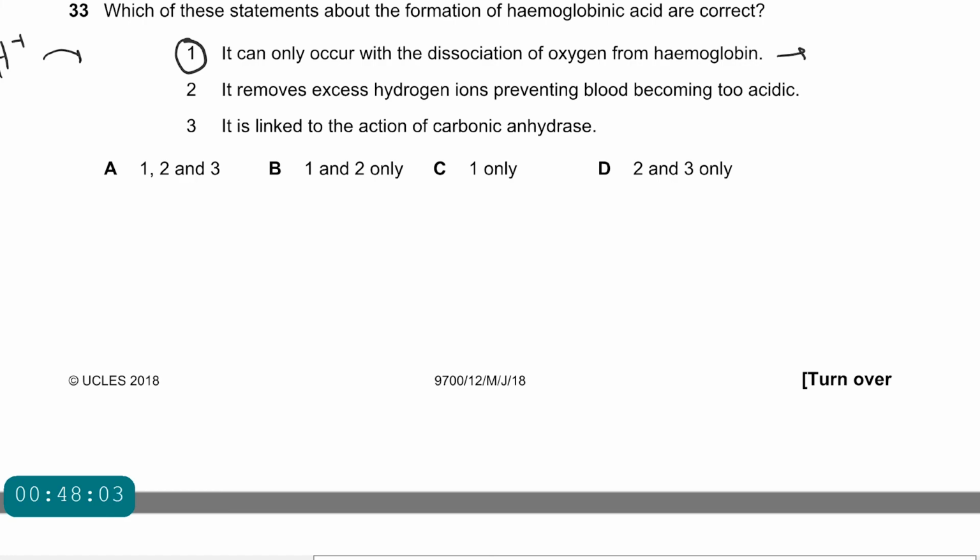Number 2, it removes excess hydrogen ions by preventing blood becoming too acidic. This is correct because H+ ions bind to hemoglobin, which removes them from the blood. This is also correct. Number 3, it is linked to the action of carbonic anhydrase. Also, we mentioned that carbonic anhydrase converts carbon dioxide and water into carbonic acid, which dissociates into H+ ions and bicarbonate ions. Therefore, the answer is A.